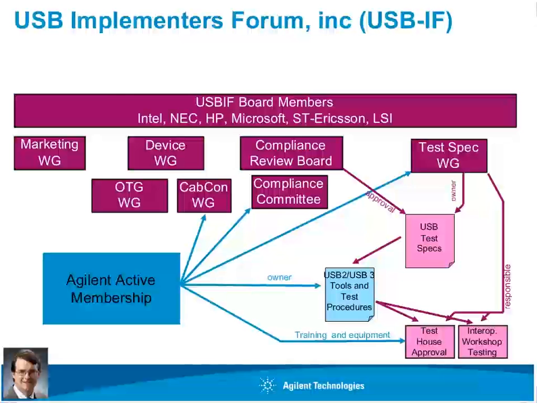Once the specs are complete, the test specs and test procedures are developed within the test spec working groups associated with those standards, and the test procedures are developed based on those test specification requirements. Once those are both approved, test houses and workshops can implement those tests and do certification of the different standard requirements.